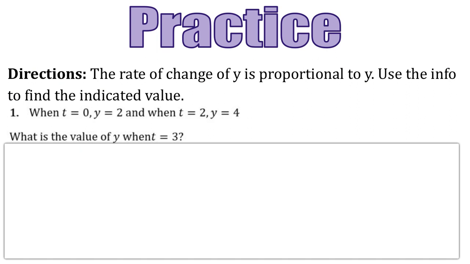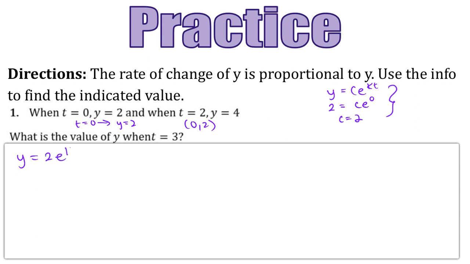All right, here we go. The rate of change of y is proportional to y. What that means is we get to use this y equals ce to the kt model. Find the indicated value. So if t is equal to 0, that means that y is equal to 2. That's like using the point (0, 2). If we plug in the point (0, 2), that's going to give us c times e to the power of 0. e to the power of 0 is 1. So c is 2. And you don't really need to show this work if you're given an initial condition like this with this model. So let's go ahead and rewrite that with our c value plugged in.